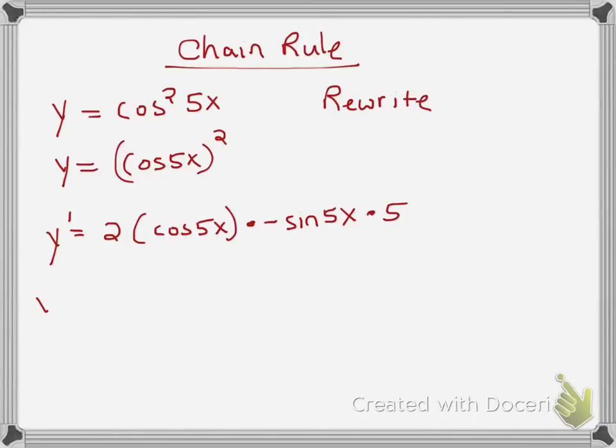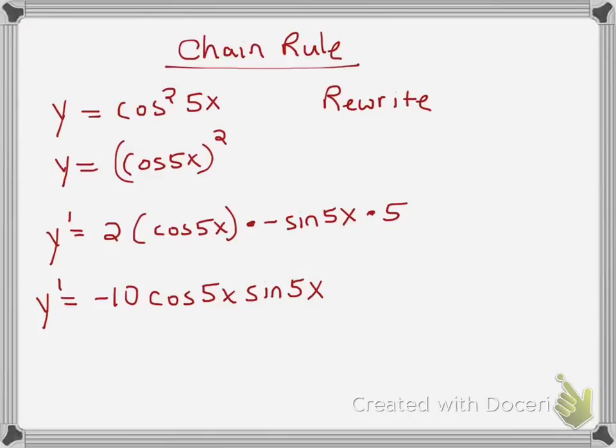So remember, the 2 cosine 5x, that was from the power rule. Then we multiply it by the derivative of cosine, which is negative sine. Then we have to multiply it by the derivative of 5x, which is 5. So now all we have to do is multiply the things that we can multiply together, which would be the 5, the negative sign, and the 2. That gets us negative 10. I'll write it as cosine 5x, sine 5x.